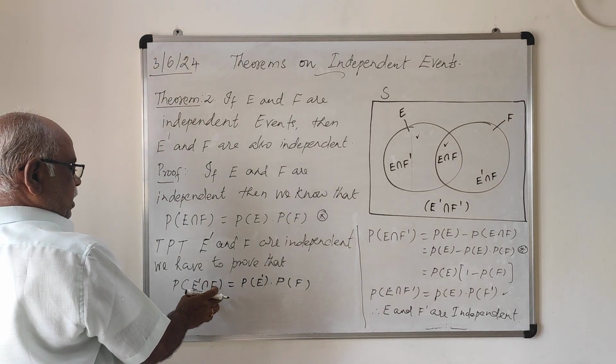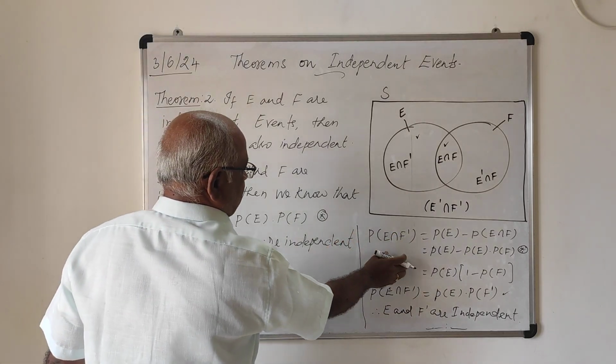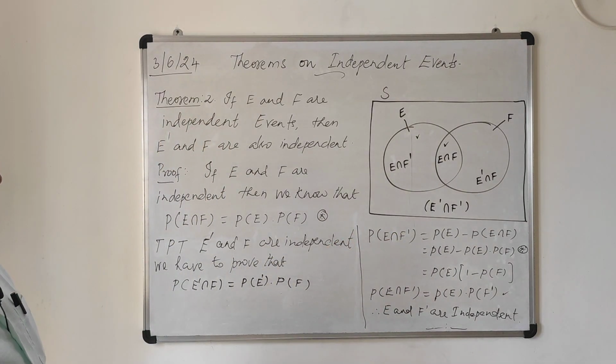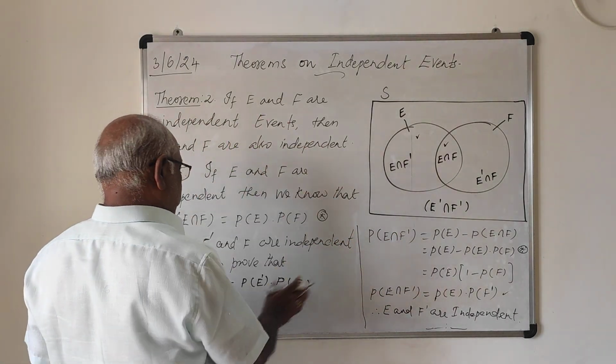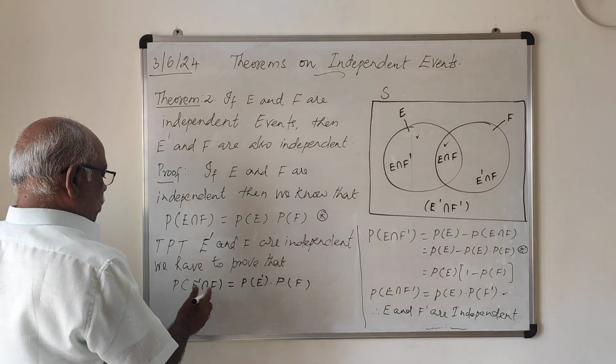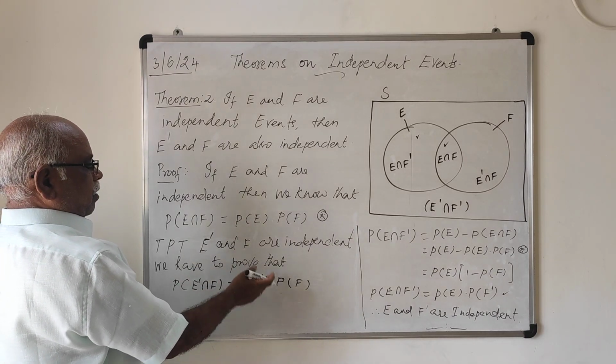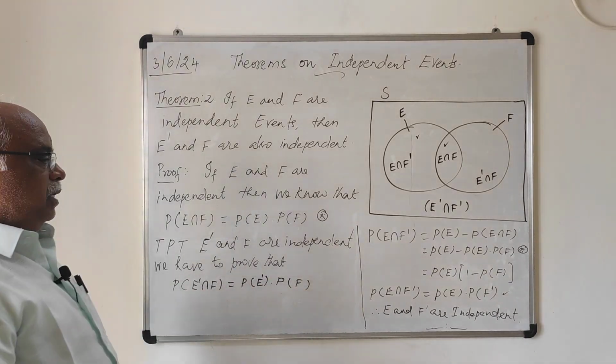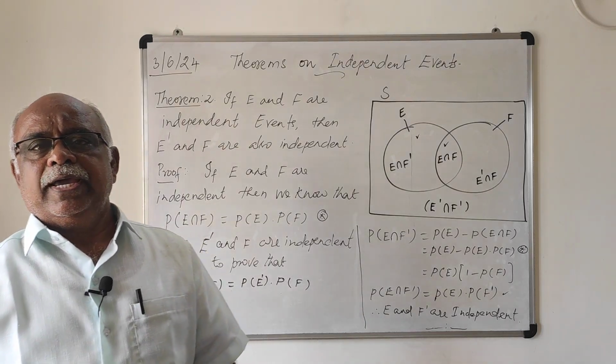See, this can be proved from the previous theorem itself. By the same method we have followed in the previous theorem, we can prove probability of E dash intersection F equals probability of E dash into probability of F. This is the next theorem. Okay?